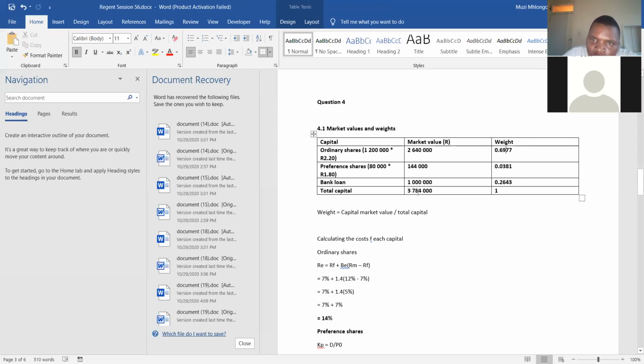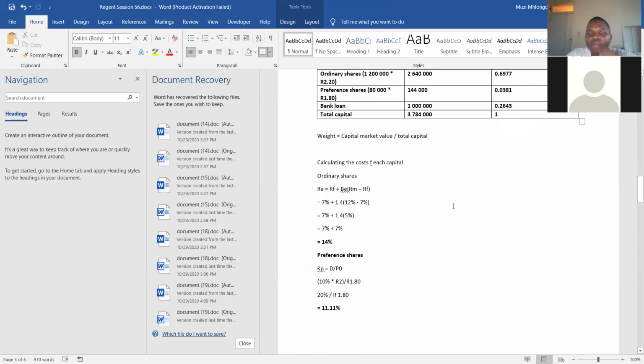144,000 divided by 3,784,000. You will get that. And then this weight should sum up to 1. It's more like you are trying to simplify this. It's more like you are putting these in ratios. Yeah, it's just simple like that.